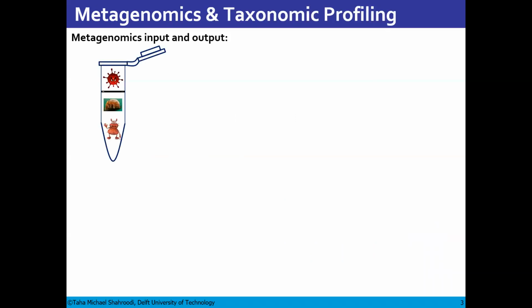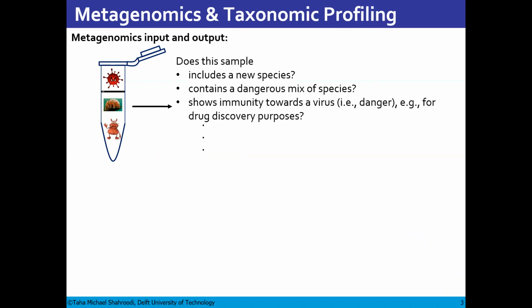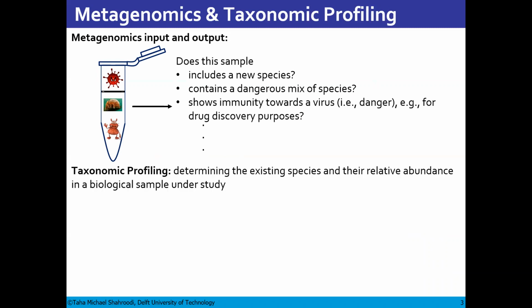In metagenomics, we take a sample from an environment that can be a human body. Then the output of the study will be answers to questions such as whether the sample contains a new species, or whether there is a potentially dangerous yet dormant virus in this environment, and why. Taxonomic profiling is the task of determining the existing species and their relative abundance. Therefore, you can see how taxonomic profiling is the natural first step of any metagenomic study.